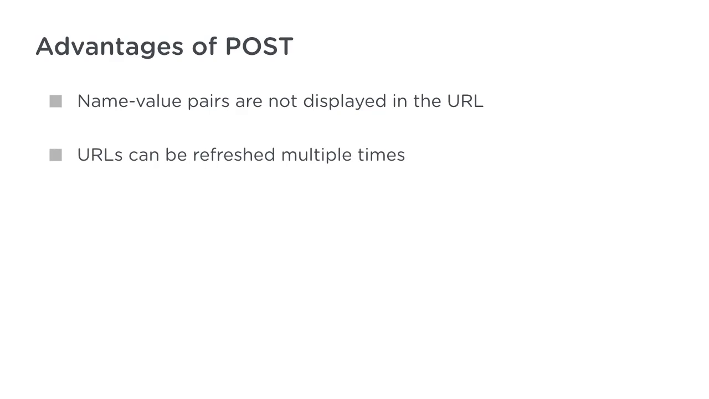There are three main advantages of post. First, the name-value pairs are not displayed in the URL, making it slightly more secure for the casual observer. Second, URLs can be refreshed multiple times, causing the action to be performed multiple times. This could easily create duplicate records or delete more records than intended. And third, you can submit more data, such as long descriptions. It's easier than you might think to reach the max URL length of roughly 2,000 characters.